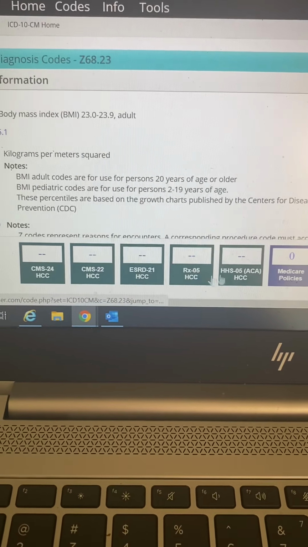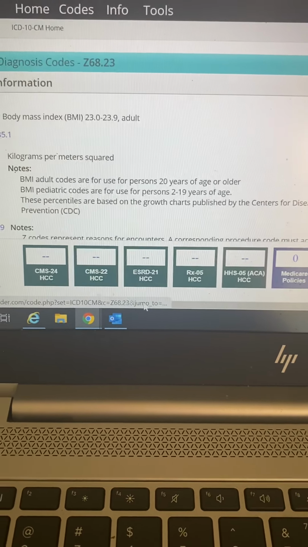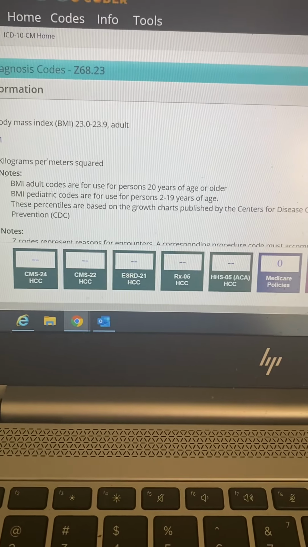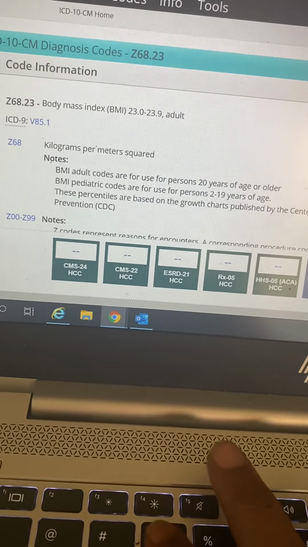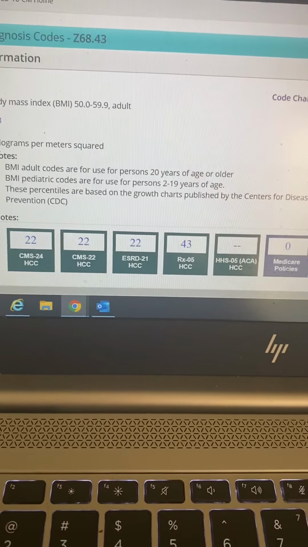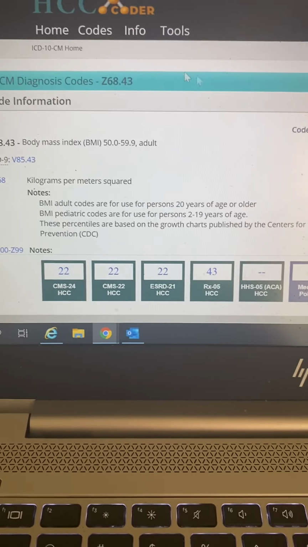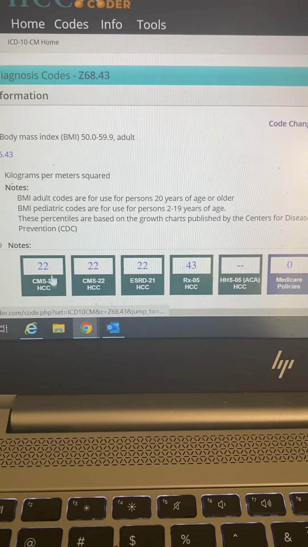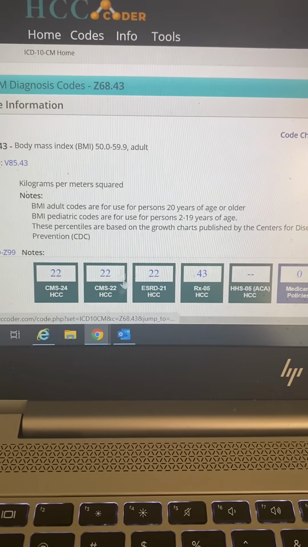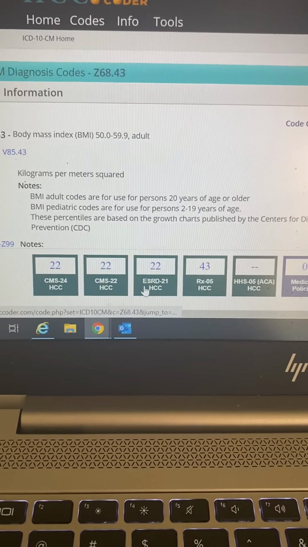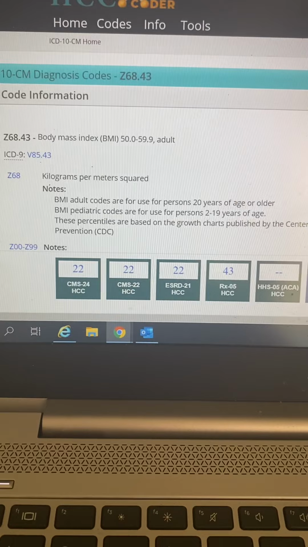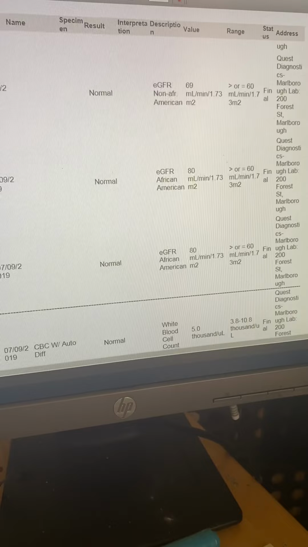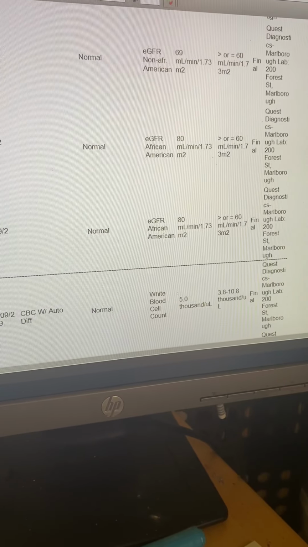First 4 boxes are not full, so I do not want to capture this code because it doesn't have a risk adjustment score. So let's say if my patient had a body mass of 50. So let's see what that looks like. Okay, so if they had a body mass of 50, you see how these boxes are full? It has a risk adjustment score. So again, you guys, if it has a body mass of 40 or more, then you're going to capture it for risk adjustment coding. So as I go back to this screen here, it's still showing lab results.